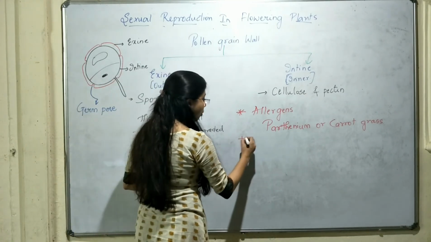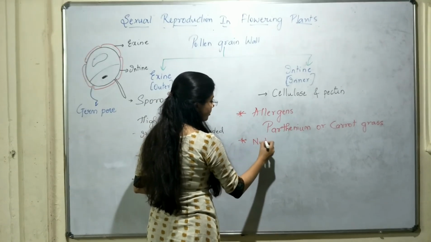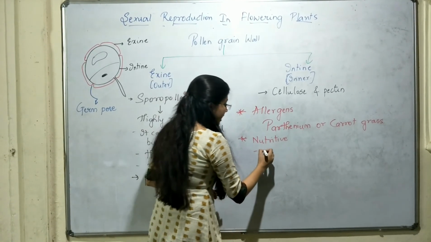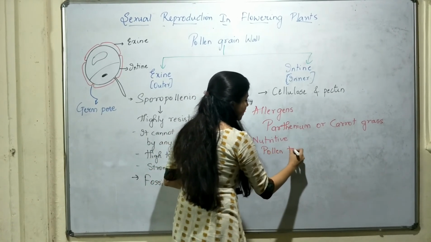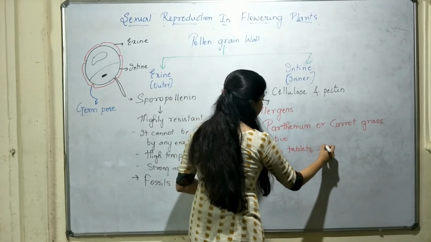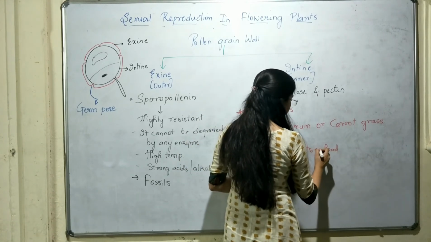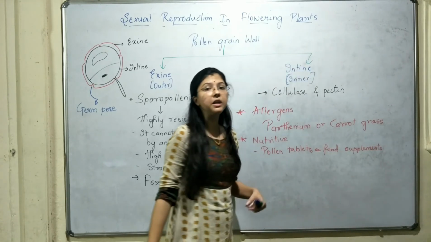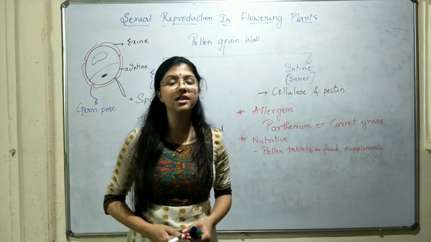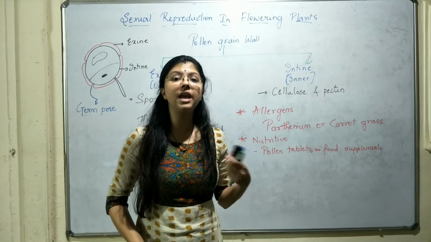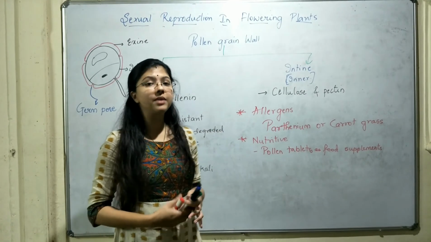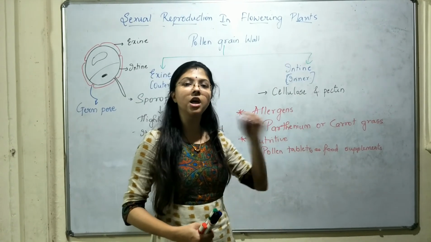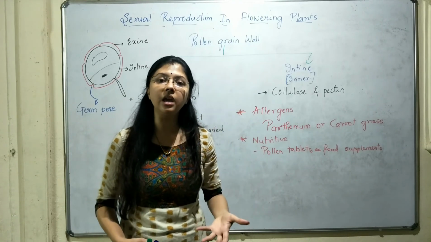Apart from this, pollen grains are highly nutritive. So, pollen tablets are available as food supplements. In Western countries, many people are given these pollen tablets because they are highly nutritive in nature. They are given to athletes to increase their stamina. Apart from that, race horses are also given these pollen tablets or supplements so that the stamina of the race horses can be increased.